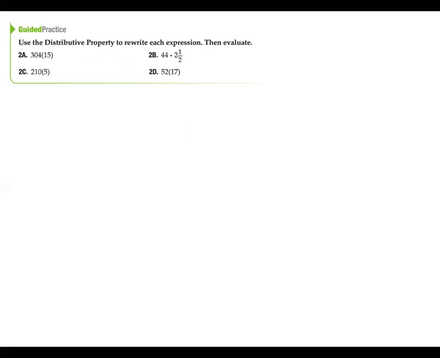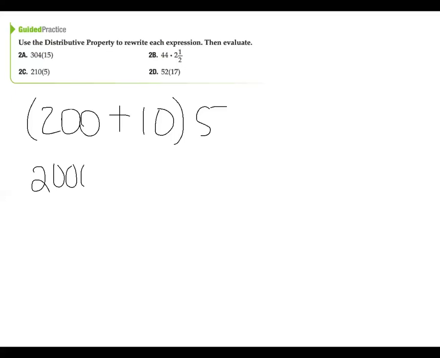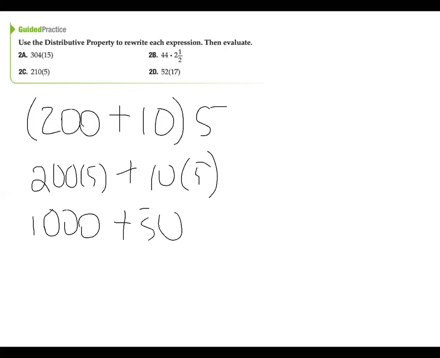Right, 210 times 5, you could think of that as 200 plus 10 times 5. So that'd be 200 times 5 plus 10 times 5. 200 times 5, think 2 times 5 is 10. So 200 times 5 is going to have 2 zeros on it. So that's 1,000. 10 times 5 is 50. So you get 1,050 for that one.